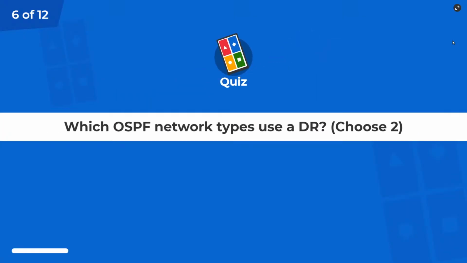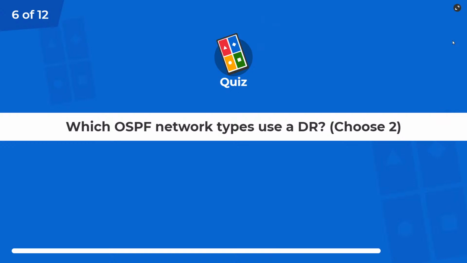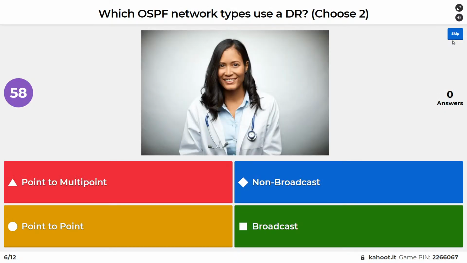Here's question 6. It's multiple select. Make sure you choose 2 exact answers, no more, no less. Which OSPF network type uses a designated router, a DR?